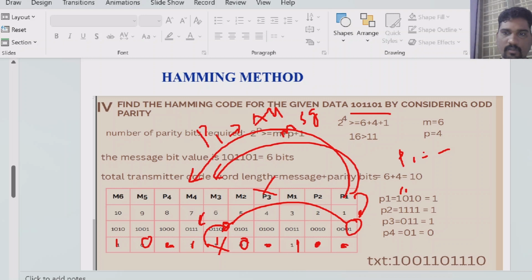Here it is matching. What is that value? 1 is that value, right? So now compare P1 with M5. Yes, it is matching. What is that value? That value is 0. We are writing it here, right?